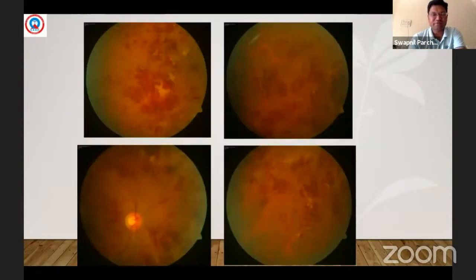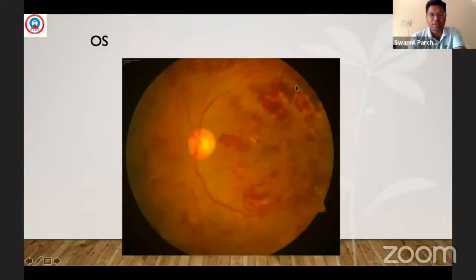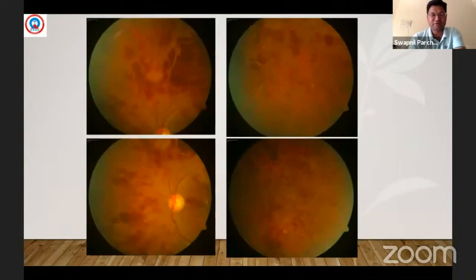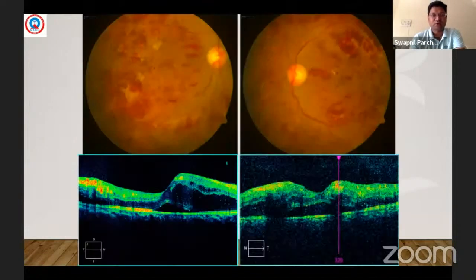If we see the periphery, there is extensive retinal vasculitis associated with retinal hemorrhages. A similar picture was present in the left eye also. This is the periphery. On OCT, we can see the presence of macular edema. There are pinpoint hyperreflective lesions within the inner retinal layer, and these correspond to these granular retinal infiltrates. A similar picture was there on OCT in the left eye as well.